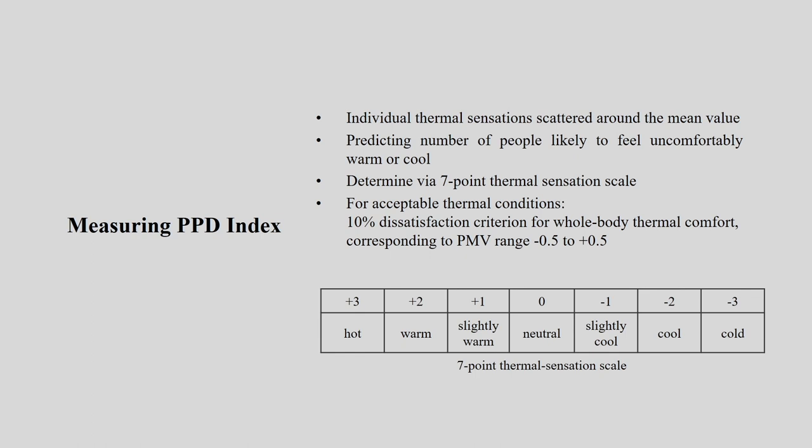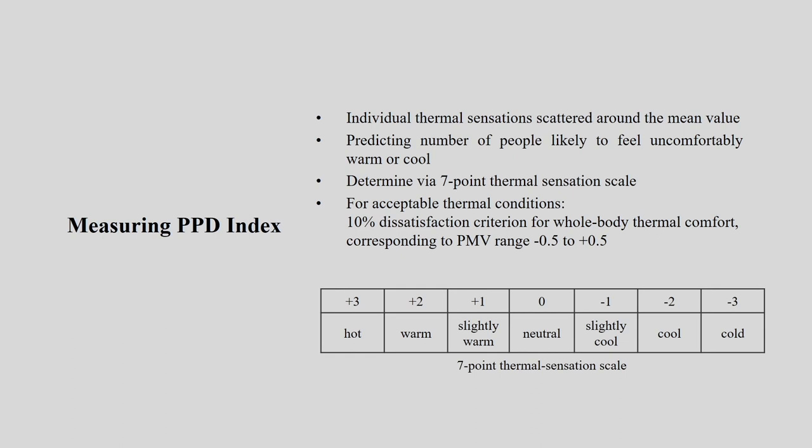It's based on a 7-point thermal sensation scale, where +3 talks about a hot environment, whereas -3 talks about cold environments. All are verbal expressions. So individual thermal sensations are scattered around the mean value, predicting the number of people likely to feel uncomfortable, warm or cool. So uncomfortability can be warm, can be cool as well, okay. And this is the scale that we use for the PPD index.